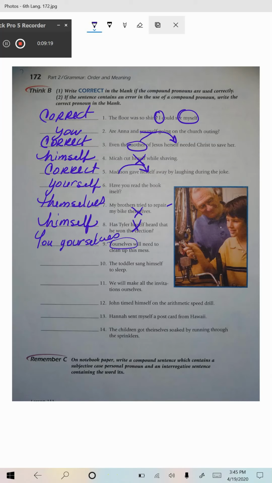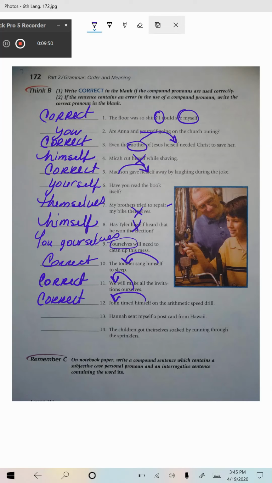The toddler sang himself to sleep. See how himself has toddler here? So that's correct. We will make all the invitations ourselves. So we, ourselves. So that's good. John timed himself on the arithmetic speed drill. So John and himself are in the same sentence. So this is correct.